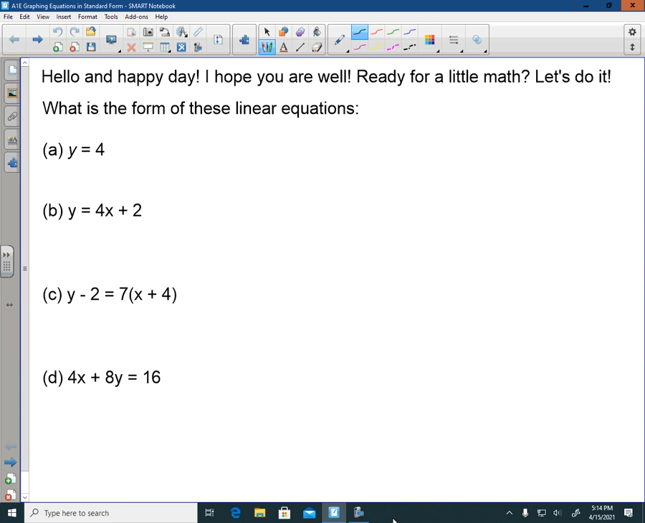Anyway, here is a little warm-up for you. I've got 4 equations here. All of these are linear equations. When you graph them, they make a line. Each one has a form, and that form has a name. It's what we talked about in our video last time we were together. So I'm just going to ask you to pause this video for a second and answer the question, what is the form of these linear equations? In other words, what is the name of the form of these linear equations? All right, go.